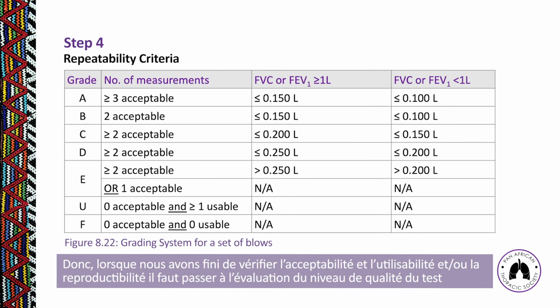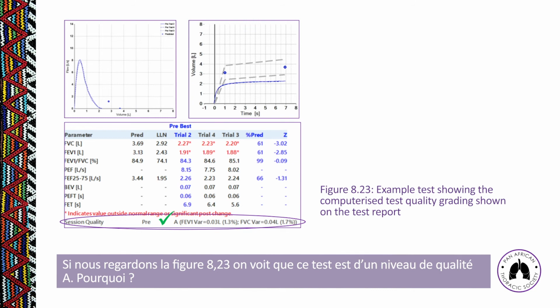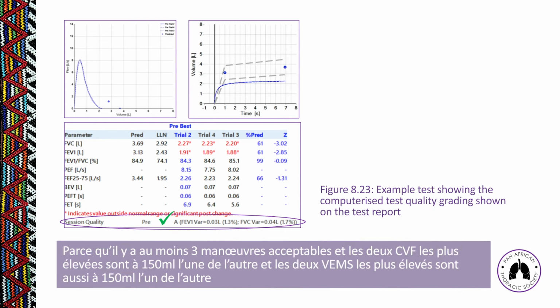Okay, so when we finish with checking acceptability and usability and/or repeatability, we would then go on to looking at the test quality grading. And as explained in the last chapter, you would use the test quality grading table to assess the quality grade of this test itself. Now looking at figure 8.23, you can see that this test is a quality grade A. Why? Because there are at least 3 acceptable blows and the highest FVC to the next highest FVC is within 150 mils and the highest FEV1 to the next highest FEV1 is also within 150 mils.